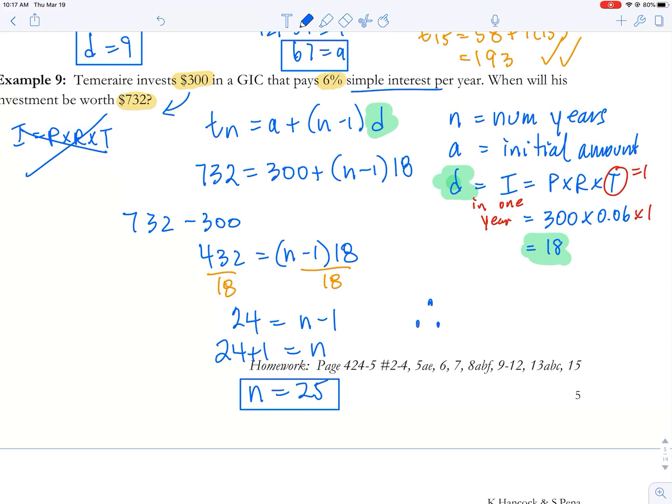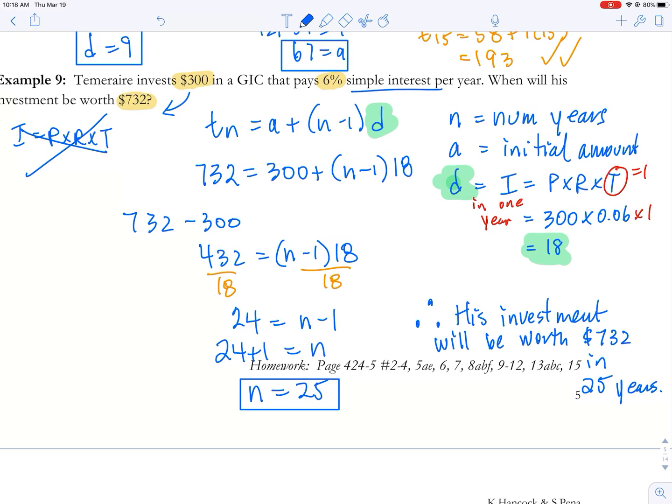Therefore, his investment will be worth $732 in 25 years.